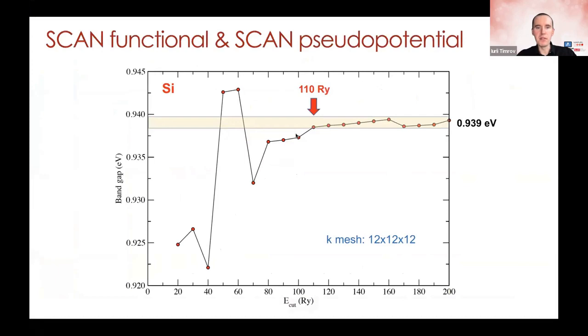Now we come back to the presentation. So now we performed the calculation for 40 Rydberg. It's this red point here. But you can do this as homework: reproduce this figure. Run the same calculation, but with different cutoffs. You should obtain exactly the same plot. So what we learn here is that the converged cutoff is 110 Rydberg, which is a high cutoff.